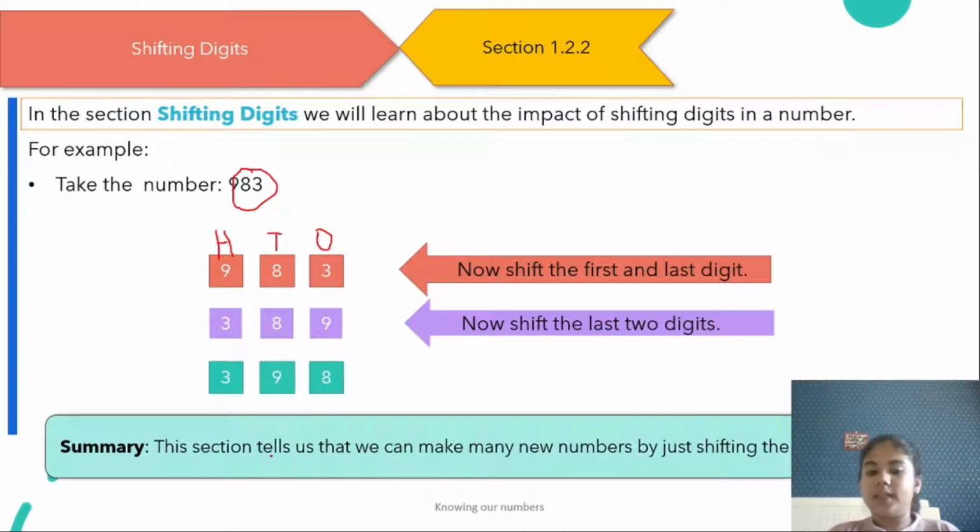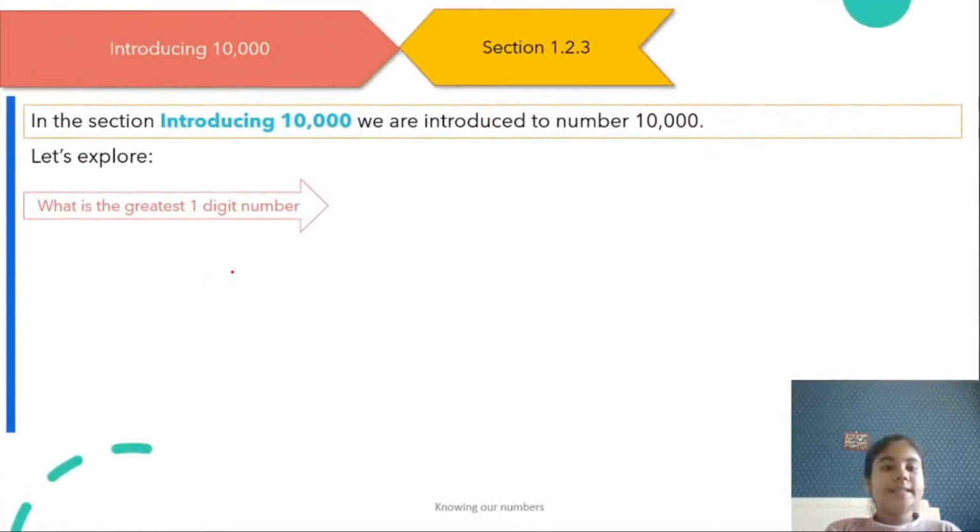Summary. This section tells us that we can make many new numbers just by shifting the digits of a number. As we saw here, from 983 we made 2 more numbers. In total we have three different numbers with just shifting the digits in the same number, which is 983.